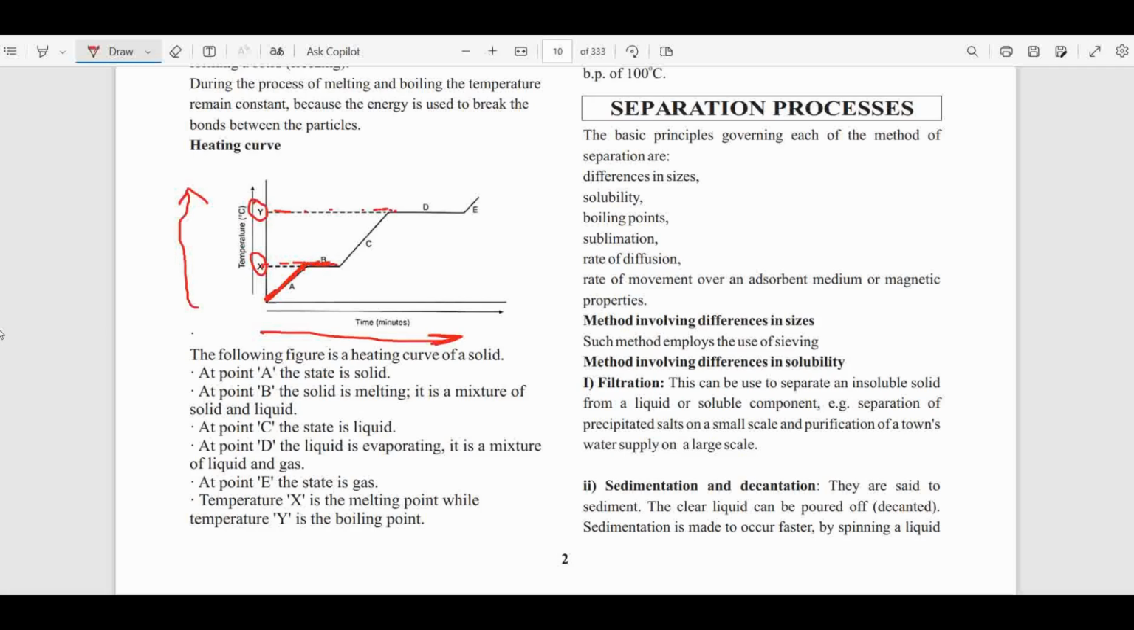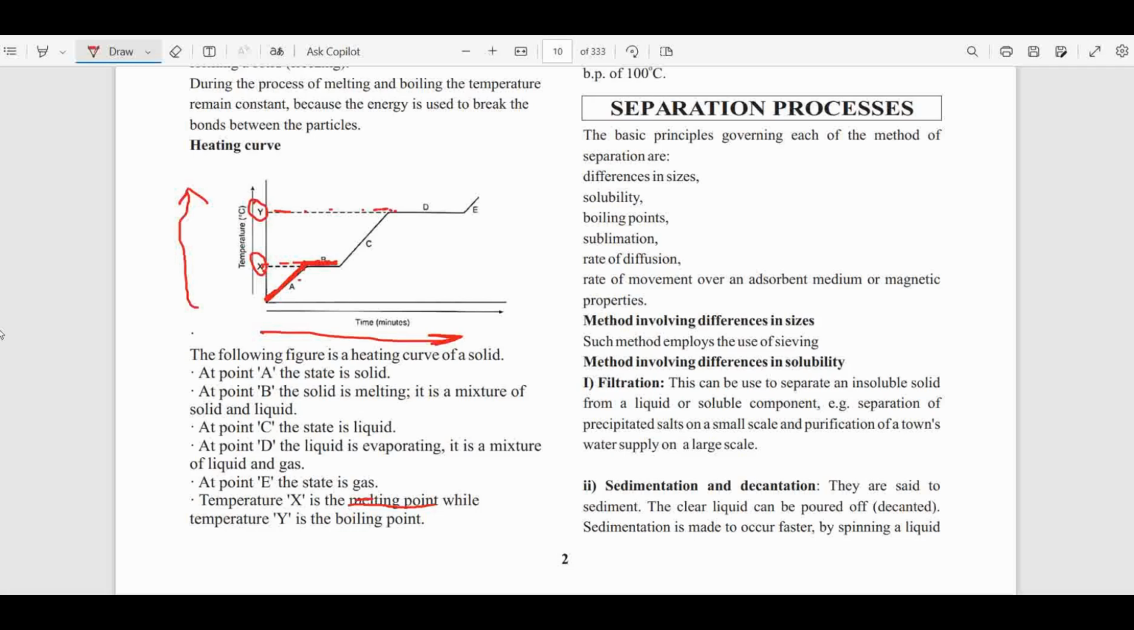And at this point, the temperature remains constant. This is when melting is taking place. So X on this curve represents melting. That's what you have here. X is melting. And then it is important to know that A is a solid state.